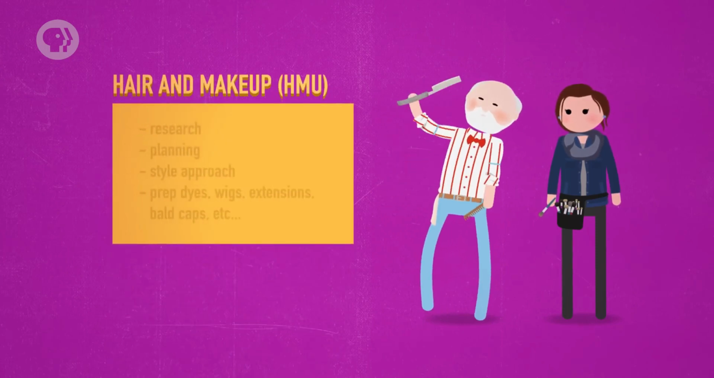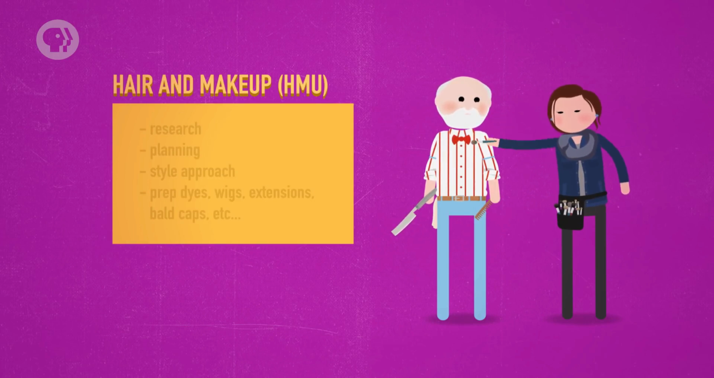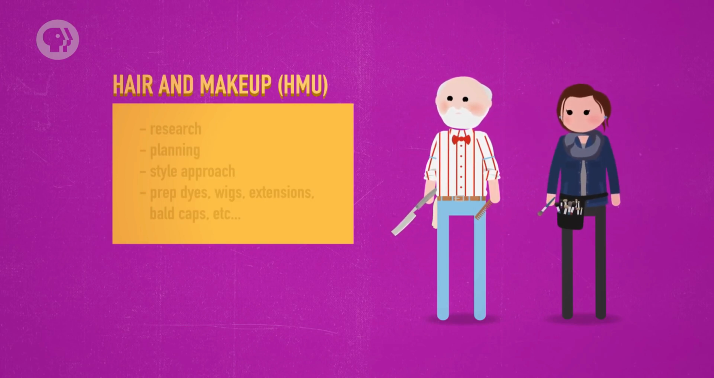This is true not just of the clothes actors wear, but also the makeup they use and how their hair is styled. Hair and makeup, or HMU, are usually referred to as a single unit on set, and they often share a trailer, but they're two separate specialized careers. As with production and costume designers, pre-production is all about research and planning. Hairdressers work with the director to develop how they'll style their actors' hair. They'll prep any dyes, wigs, extensions, or bald caps that they might need.